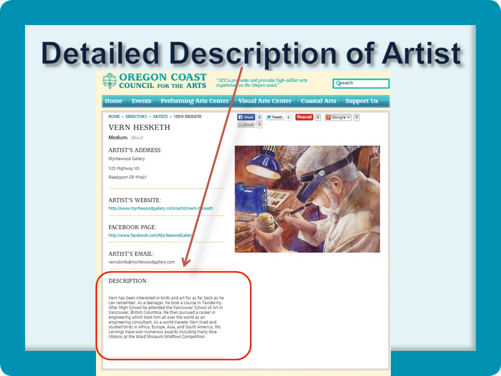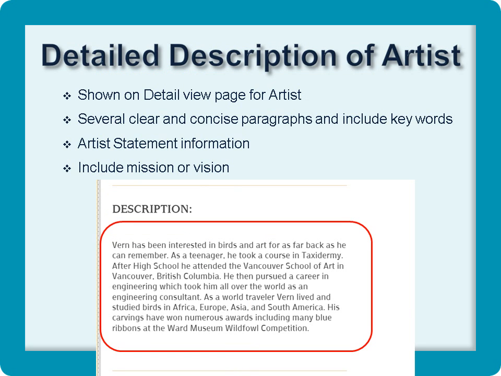When a visitor to coastarts.org clicks View Artist, View Presenter, or View Venue, the detail page for the directory listing will appear, showing the detailed description. The detailed description should be several concise paragraphs. Here the artist uses the words birds and carvings in the descriptions to make easy searches for those who search for bird carvers at coastarts.org. For artists, the content can be taken from an artist statement and should include some ideas of the artist's vision or mission.